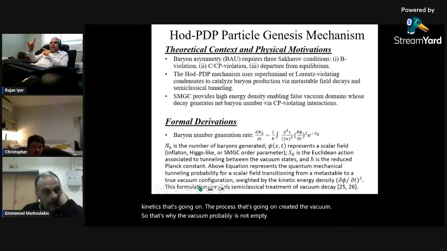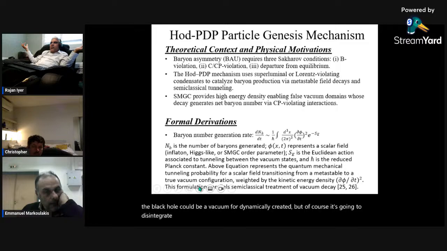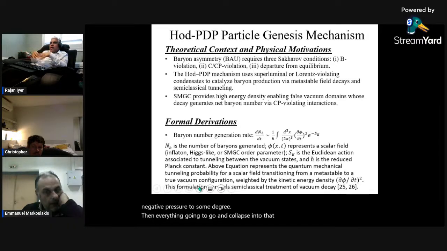But like I said, the negative energy may be driving it eventually, like a black hole. Way inside the black hole could be a vacuum, dynamically created. But of course, it's going to disintegrate very fast because in the vacuum you have negative pressure, or even negative pressure to some degree. Then everything is going to collapse into that, and then it's going to come out like a Hawking radiation type.